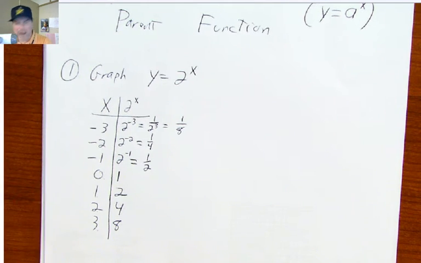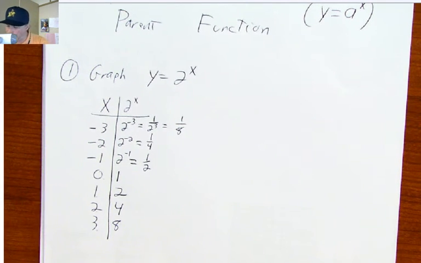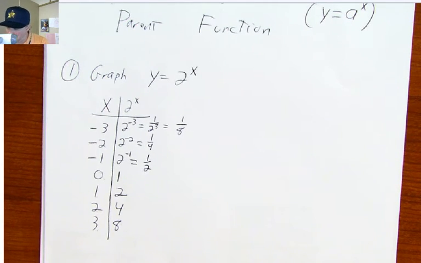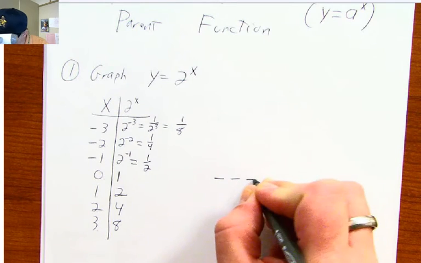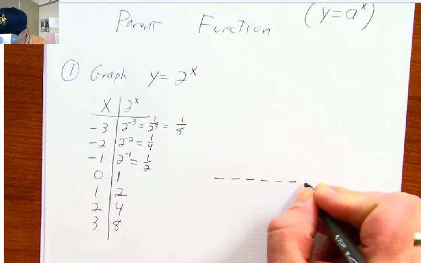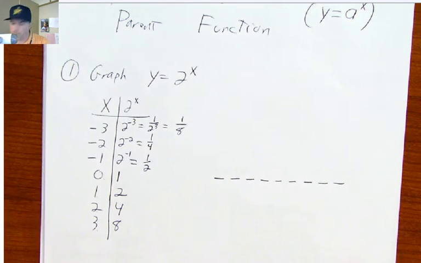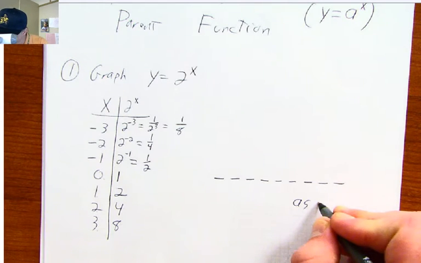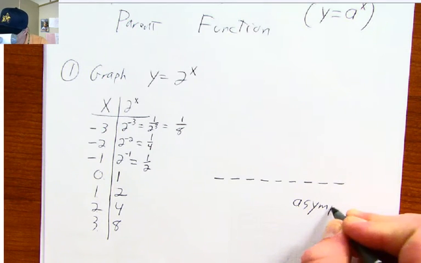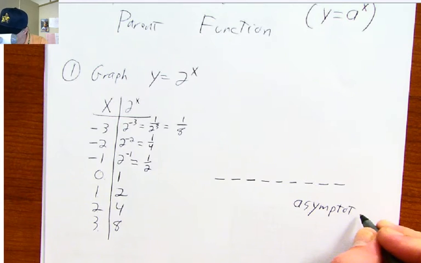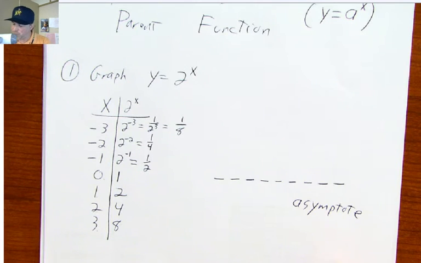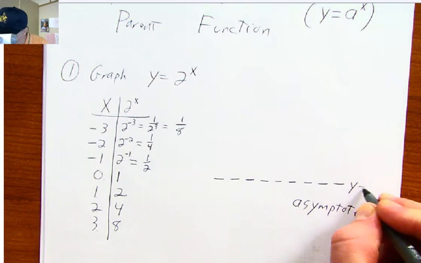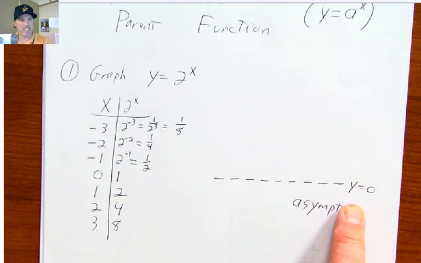Okay, I have enough information to go ahead and plot this graph. But before I really graph it, I need to show you this thing. This graph has a dotted line. And this dotted line is called an asymptote. Asymptote. When you pronounce it, I think the P is silent. So asymptote. And our asymptote in this particular case is along y equals 0.